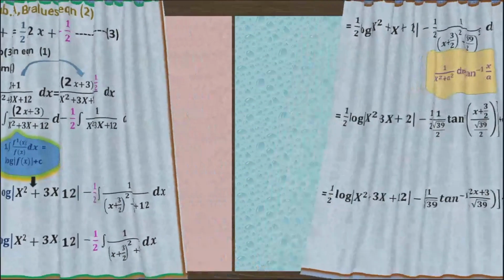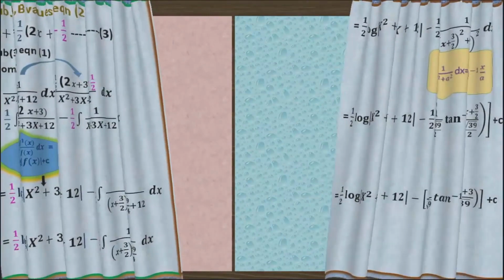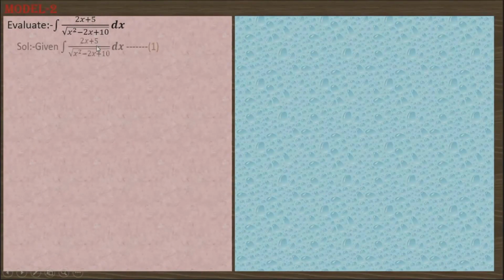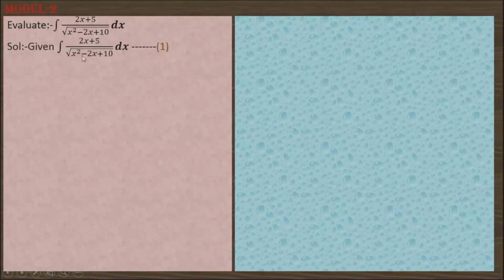Let me do one more problem based on model 2. So I am taking a problem based on model 2. Here the problem is in the form of, in model 2: evaluate integration of (2x plus 5) by root of (x square minus 2x plus 10) into dx. So observe, it is in which formation? Method 3, model 2 formation. So what is the working rule?